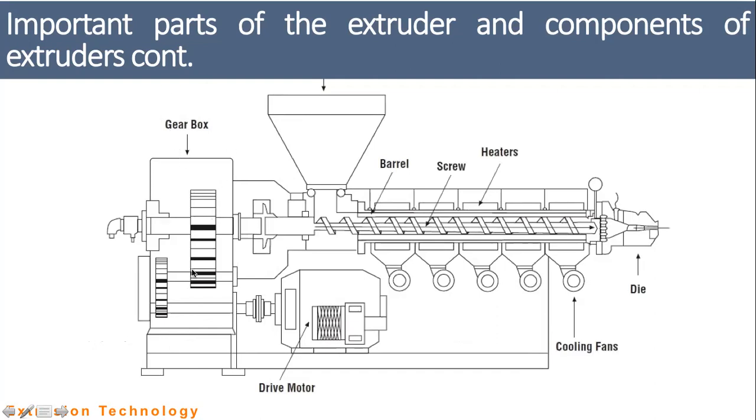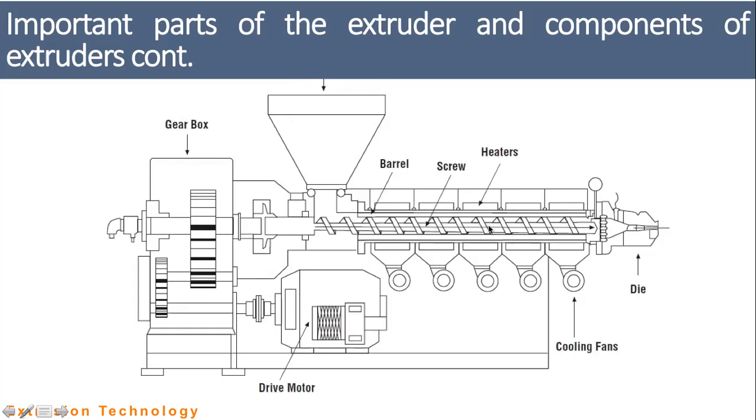The gearbox and the motor control the temperature, the speed, and the shear, all these things. This is the feeder, and this is the barrel. You can see the barrel here, from here to here is the barrel. Inside the barrel, you can see screws. Here you can see only one screw.